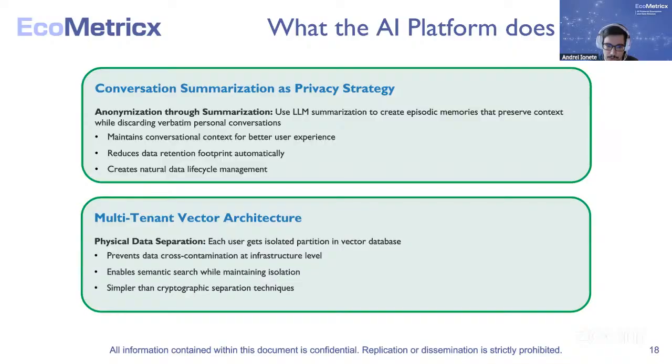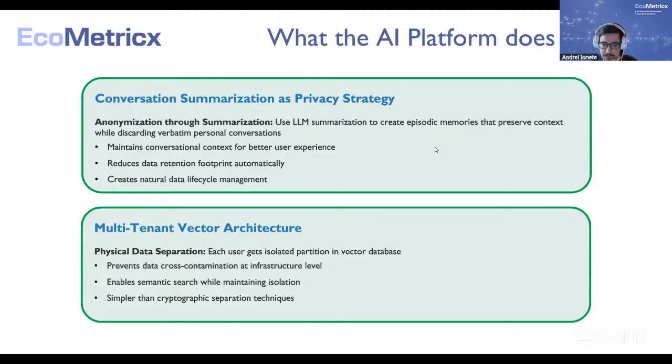Okay, so now, what our platform does to ensure this privacy. We talked about conversation summarization and why we see it as a privacy strategy. The idea is that we're essentially teaching the AI to forget the details while remembering the context. So users do get continuity in their conversations without us storing verbatim transcripts that might have sensitive data. It's like having a smart assistant, but with selective memory.